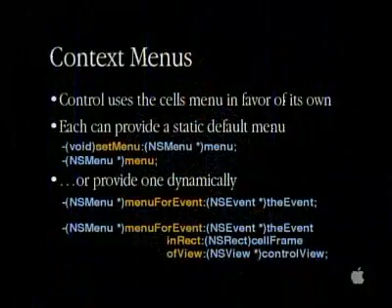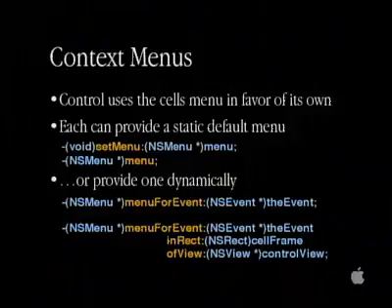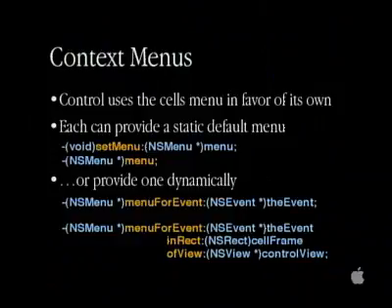Okay, so you can draw in a cell using a cell. You can track the mouse using a cell. You can actually even provide context menus as a cell. Views provide the functionality of having context menus. There's methods like set menu, return the menu, provide a default menu. But cells are also allowed to provide their own menu.